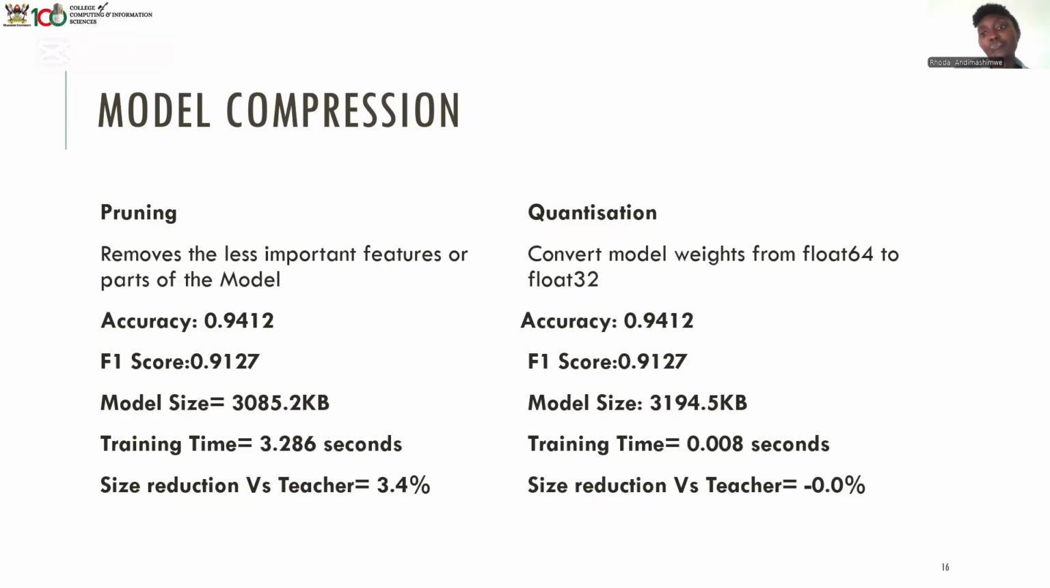Then for quantization, it's basically where we just reduce numerical precision for our model parameters from float 64 to float 32, from 64 bit to 32 bit. Yeah. So we also got the same accuracy for this one, 0.9412, same F1 score 0.9127. And then we see that our model didn't really reduce in size. It was literally the same thing. So our size reduction was negative 0.0%, actually 0.0%. Then our training time was 0.008 seconds. That, yeah, it's a very negligible increase in time.